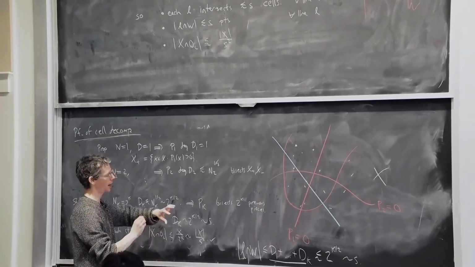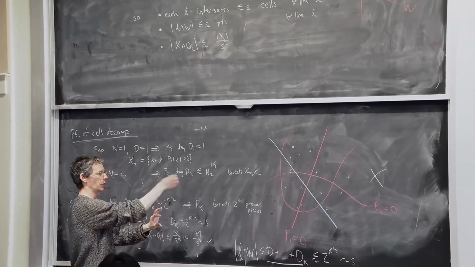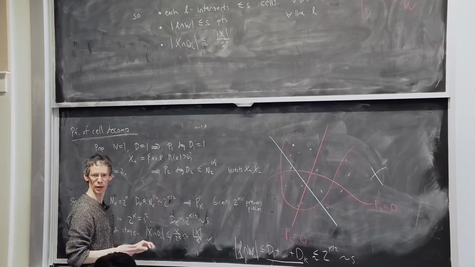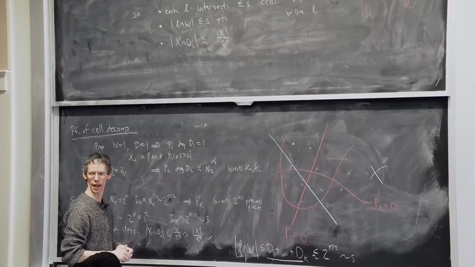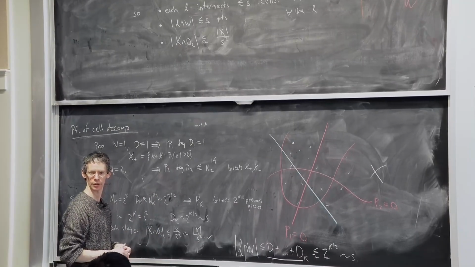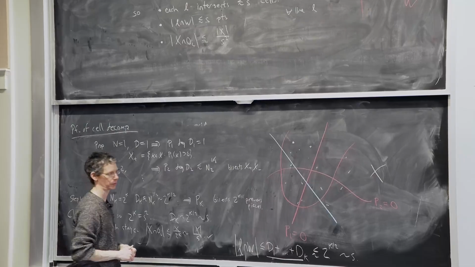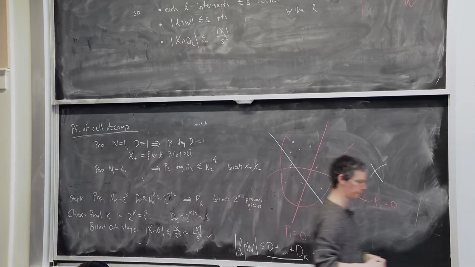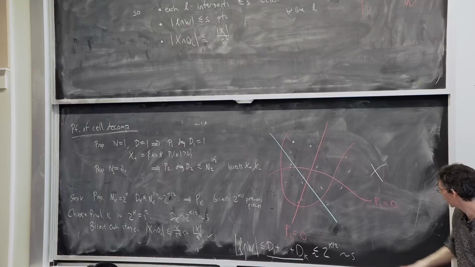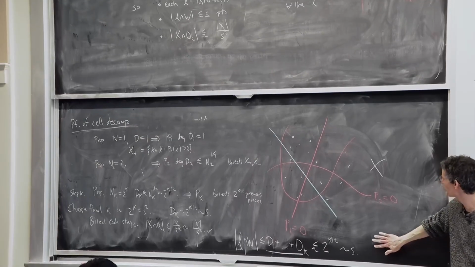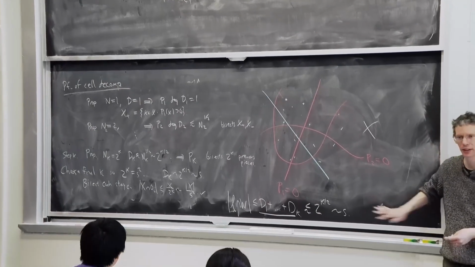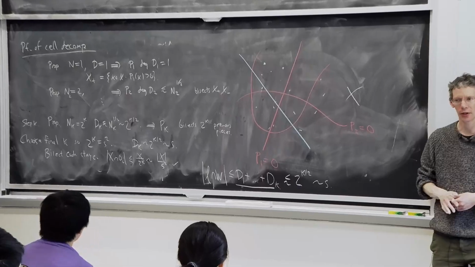OK. And every time this line moves from one cell to another, it has to cross the wall. So that also bounds the number of cells that the line intersects. OK. So that ends the proof or proof sketch of the cell decomposition lemma. Any questions or comments?